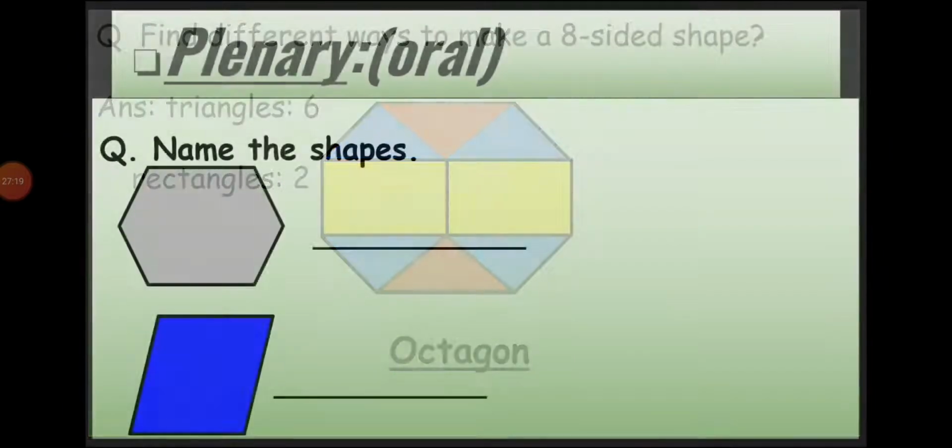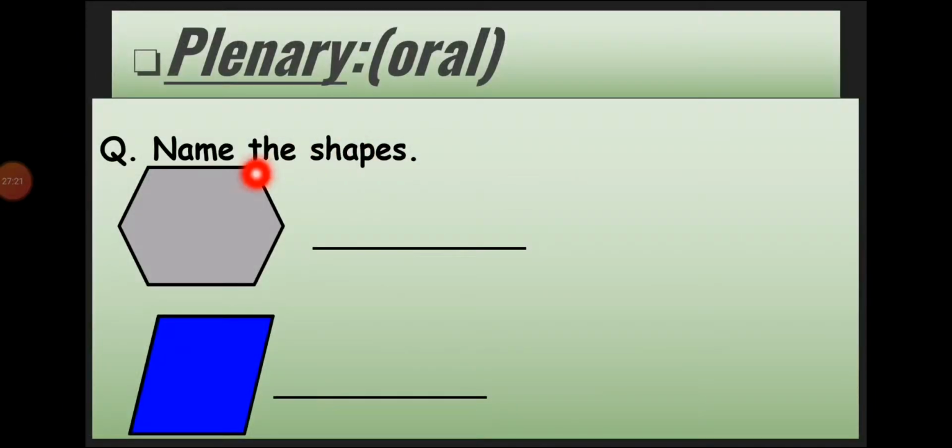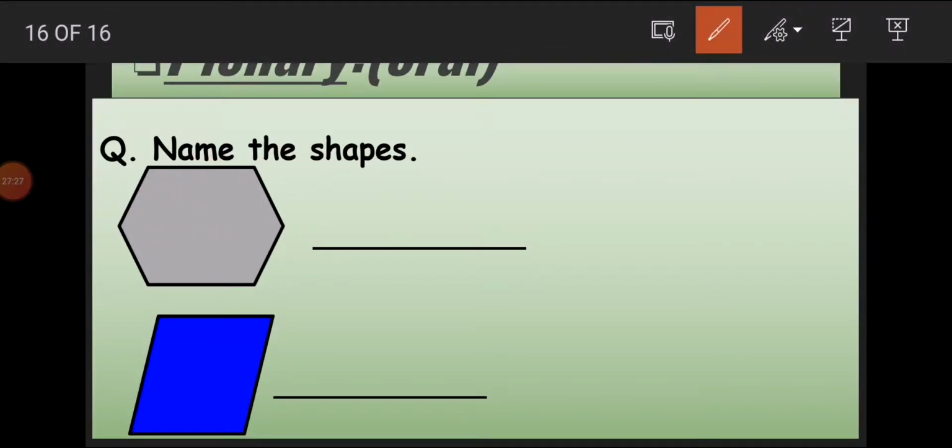Now I'm moving towards our preliminary. Name the shapes. It's an older one, just to recall what we have done today. So look at this shape. First count the sides. 1, 2, 3, 4, 5, 6. 6 sides. Now count the corners. 1, 2, 3, 4, 5, 6. 6 sides, 6 corners. A closed shape, a 2D flat shape with 6 sides and 6 corners. It's a hexagon.